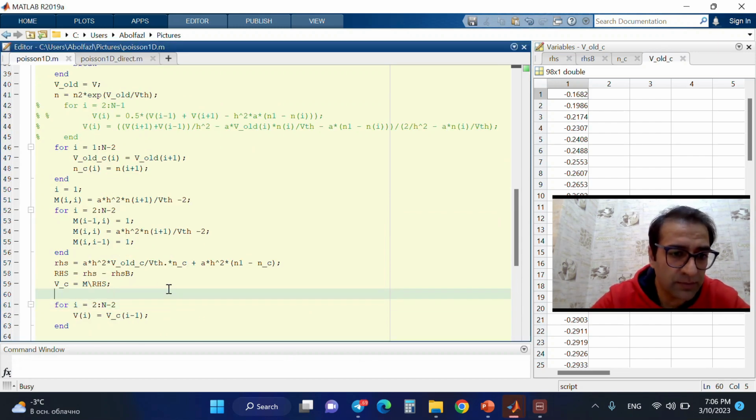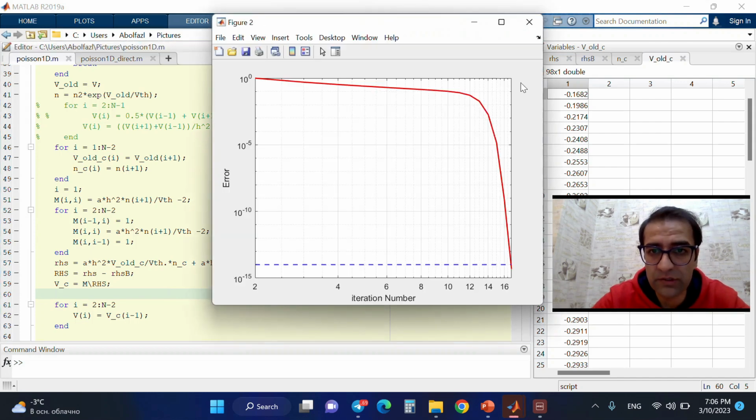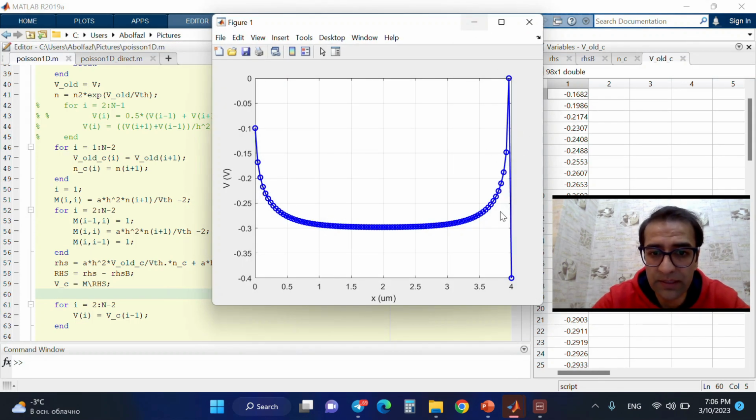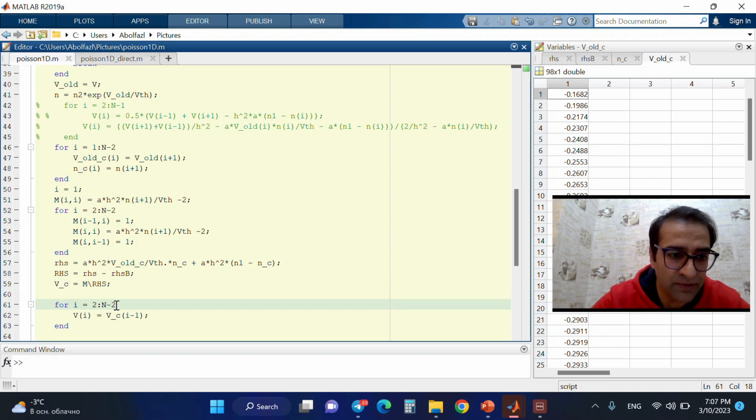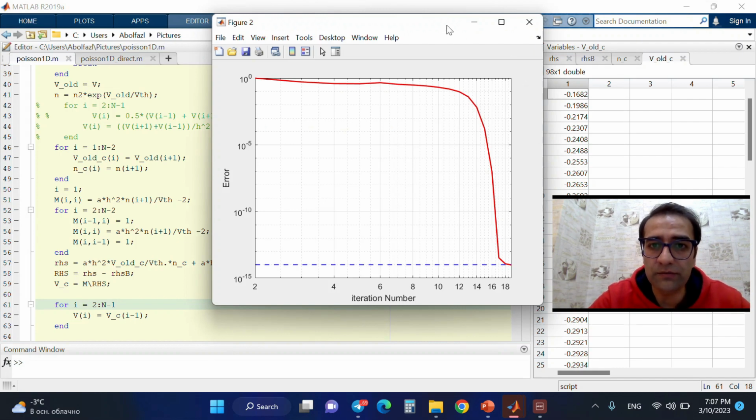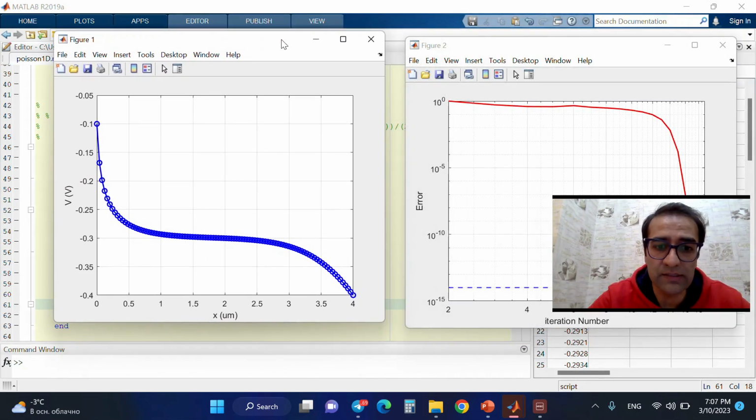Okay, just one more time, press F5. You see that the convergence is okay, but there is a problem here. I think the problem is in V. When we update V from VC, this one should be n-1, and when this is n-1, this is n-2, we give n-2 to n-1. Yeah, I think when we change this 1 to 2, it should work. And this is the convergence, and yes, you see that.